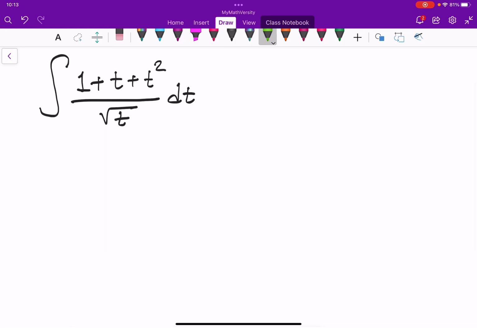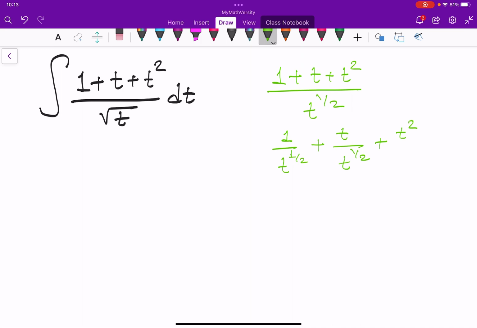The function given is 1 plus t squared divided by the square root of t, which means t to the power 1/2. Now each term at the top can be divided by that bottom, so we can write this as 1 over t to the power 1/2, plus t divided by t to the power 1/2, plus t squared divided by t to the power 1/2. The first term is 1 over t to the power 1/2, which in negative exponent form is t to the power negative 1/2.